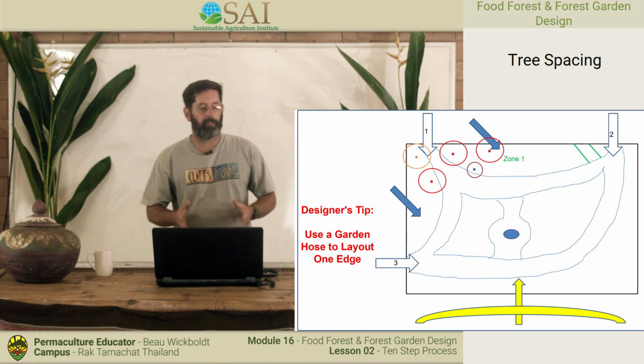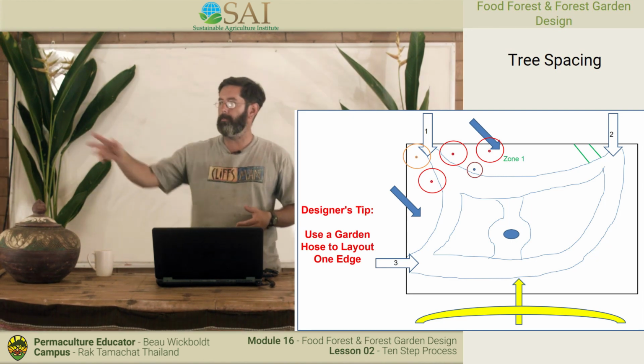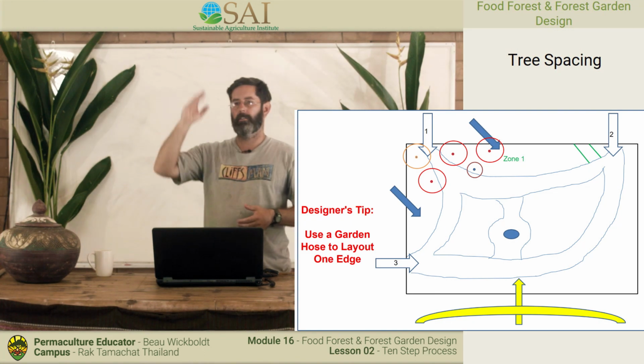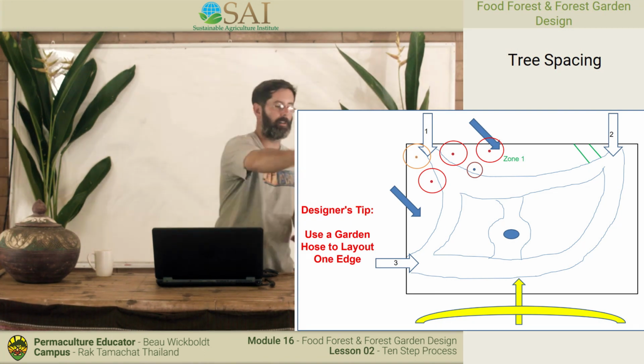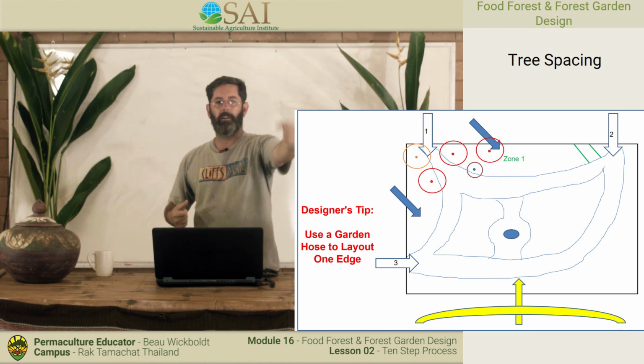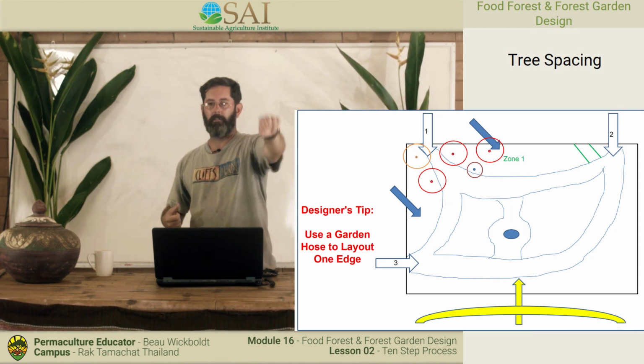So here we go. I've got to start somewhere. So I've laid out my edges. I now have my zoning, and I start in and I pick my first tree. So I say, oh, my first tree I want to plant is mango. So I go and I look at the diameter of the mango, right? And I put it in the corner. Boom, first tree, number one, right in the corner.